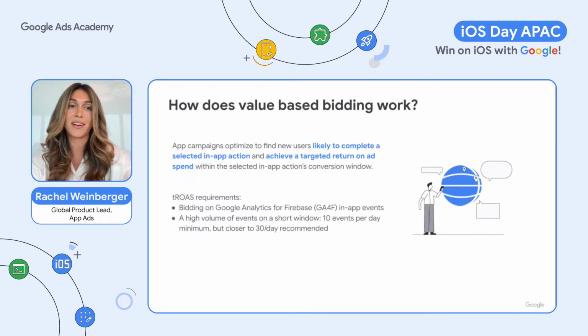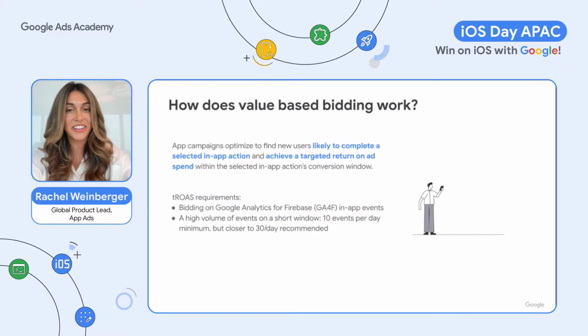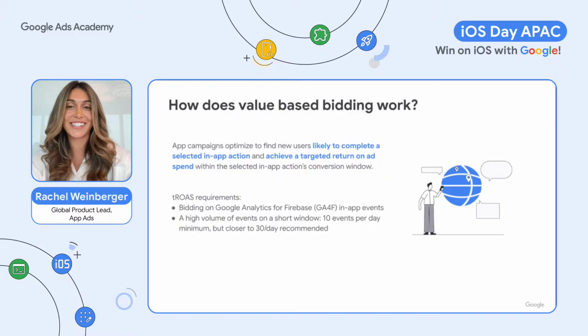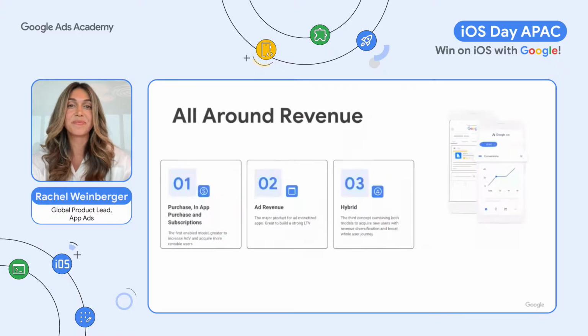The first is bidding on Google Analytics for Firebase, and the second is achieving a high volume of events in your conversion window. And I want to mention that while the requirements are few, I don't want to let you off the hook just yet. So there are many best practices I will get to a little bit later. But because we saw this trend of advertisers shifting their focus to caring for value, we built an entire bidding suite of products to support this.